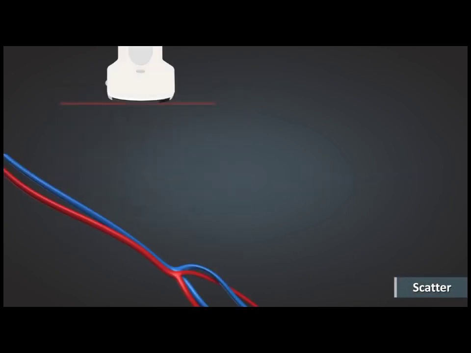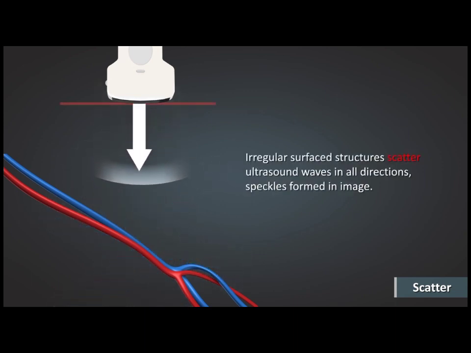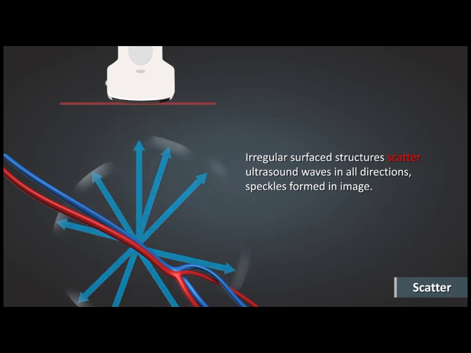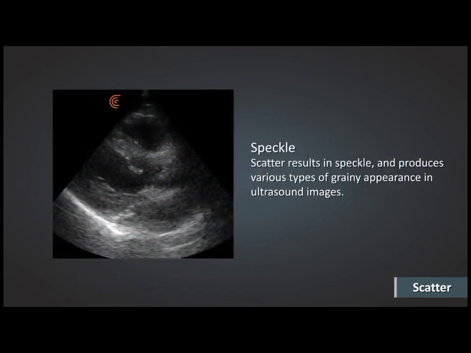Scatter occurs when ultrasound waves encounter a medium with a non-homogeneous surface. A portion of the sound wave is scattered in random directions. The consequence of scatter is known as speckle, which produces the grainy appearance in an ultrasound image.